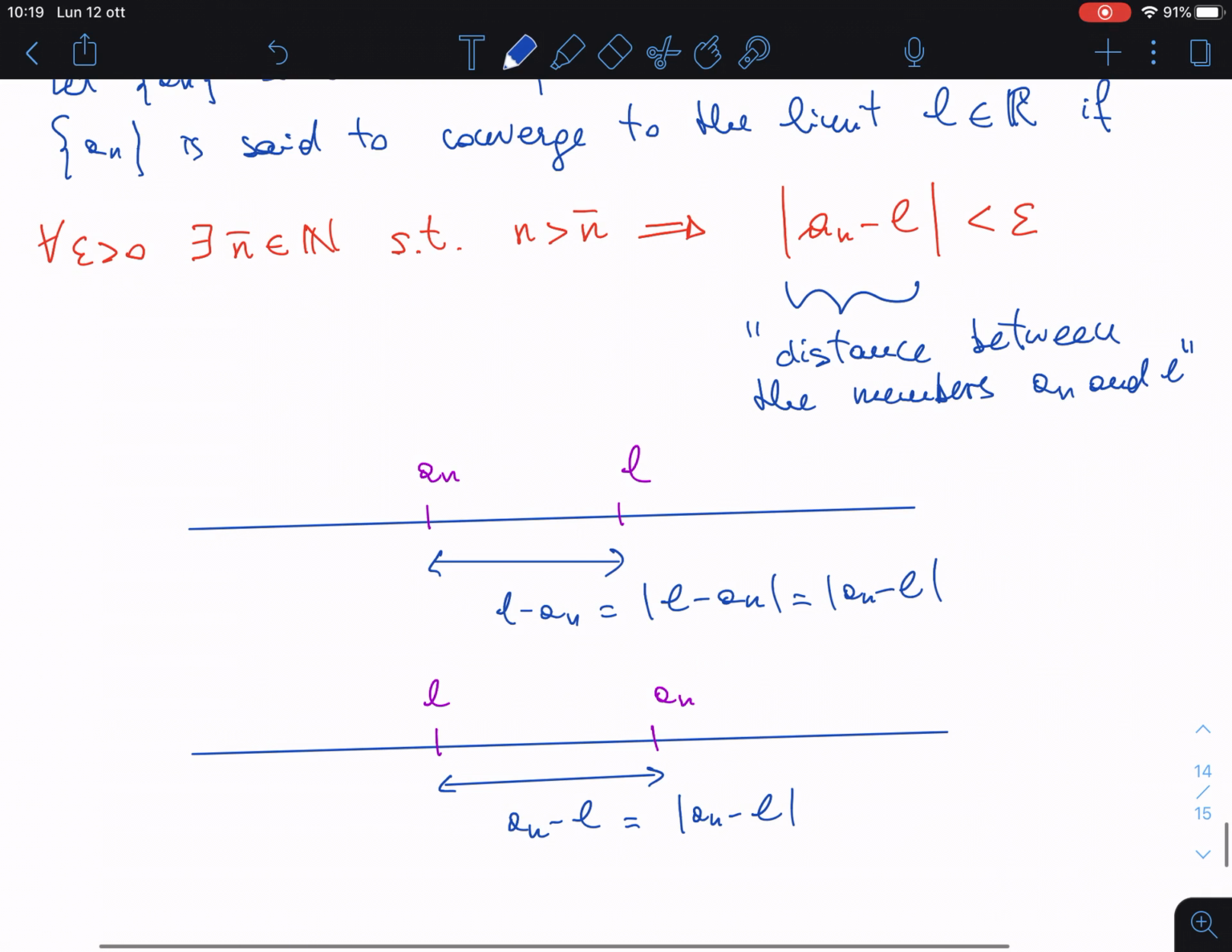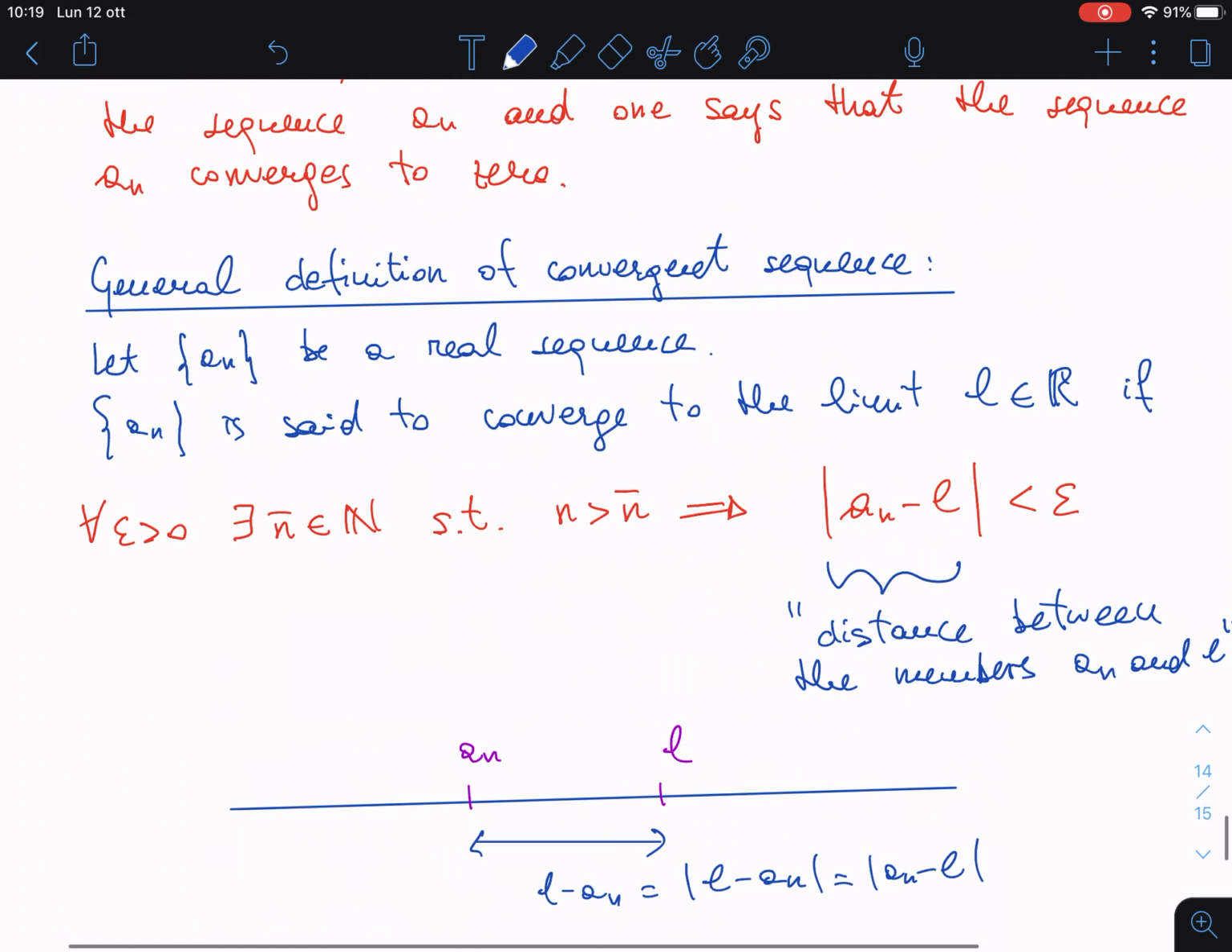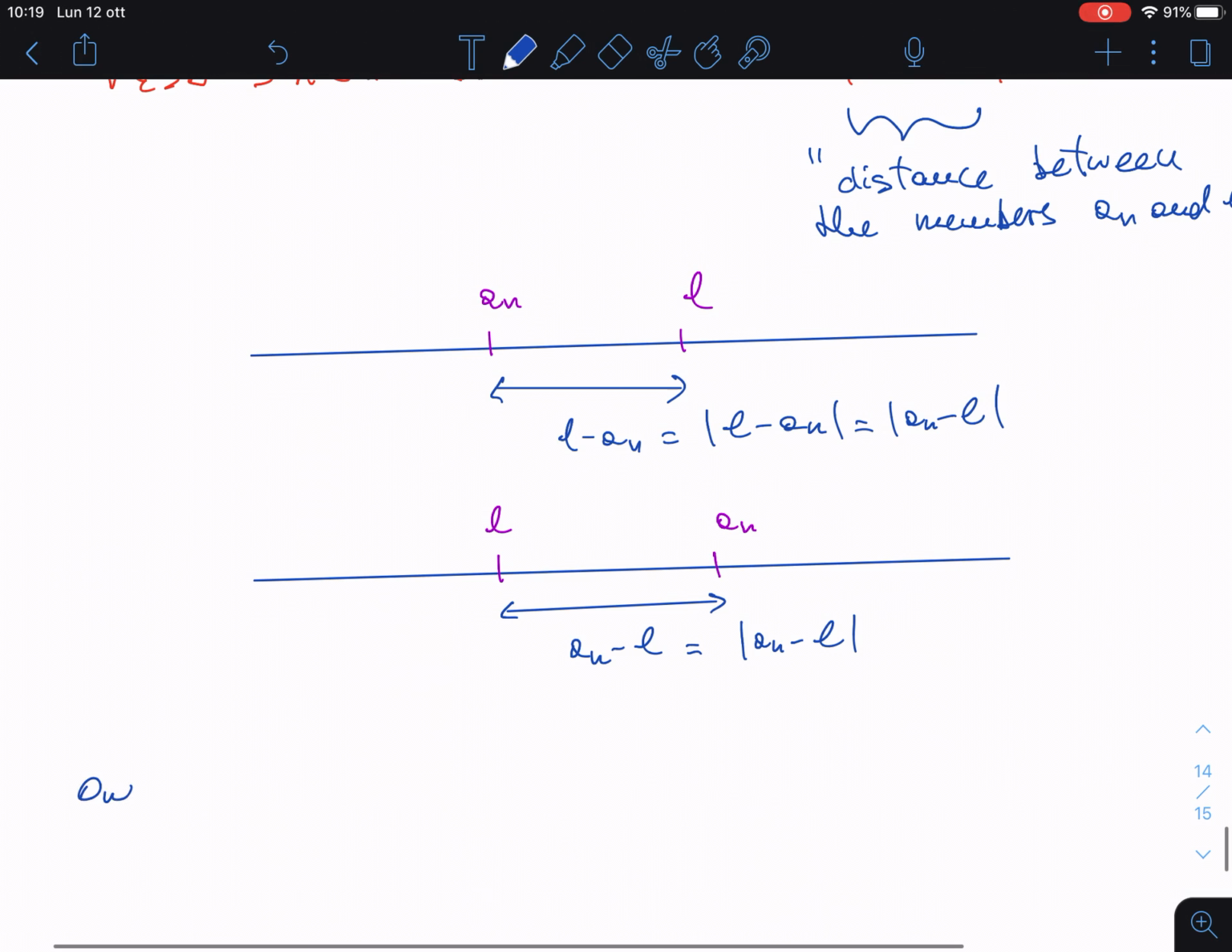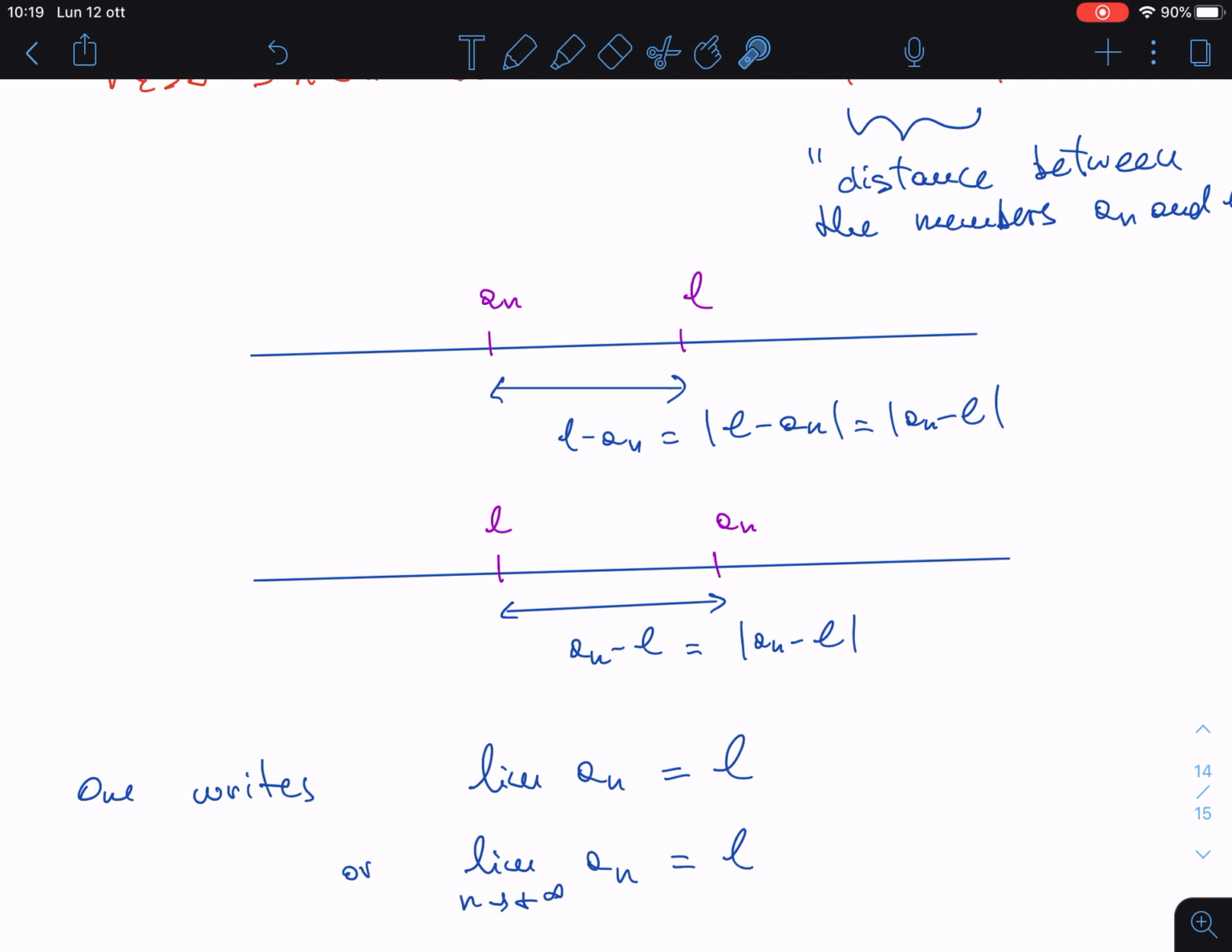And so, in this case, one writes that the limit of an is equal to L. Or sometimes lim for n going to plus infinity of an is equal to L. But this writing is somewhat pedantic, because here we deal with limits of sequences, and it is clear that the limit here, when you are talking about sequences, can only be the limit for n going to plus infinity. Okay?